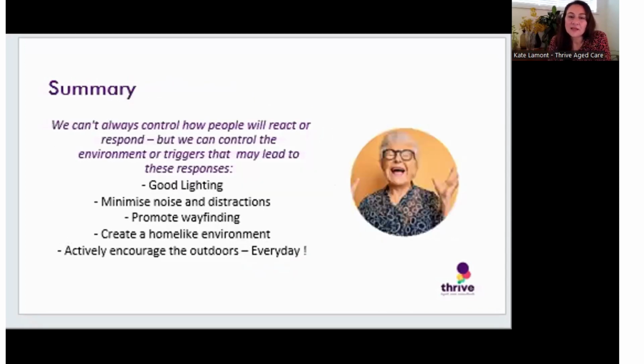Now, in summary, we can't always control how people will respond or react, but we do have control over the environment and how the environment might trigger those responses. By putting in place the strategies that we've spoken about today, improving lighting, minimising noise, promoting wayfinding, creating a home-like environment, and getting people outdoors, we are going to have a really positive impact on older people's lives and those living with dementia.